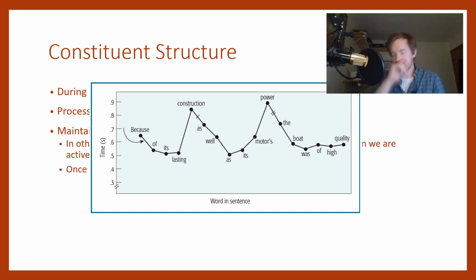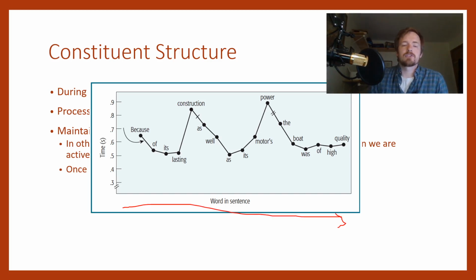Here is an example. Sorry, my nose is itchy. Here's an example of what we're talking about. On the x-axis is essentially the words as they go on through the sentence, and on the y-axis you're going to have how long it takes people to say and process what they are thinking about. So here we go. Because of its lasting construction as well as its motor's power, the boat was of high quality.